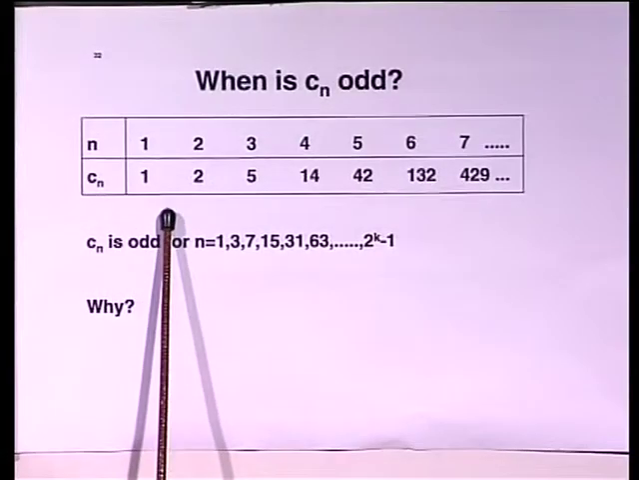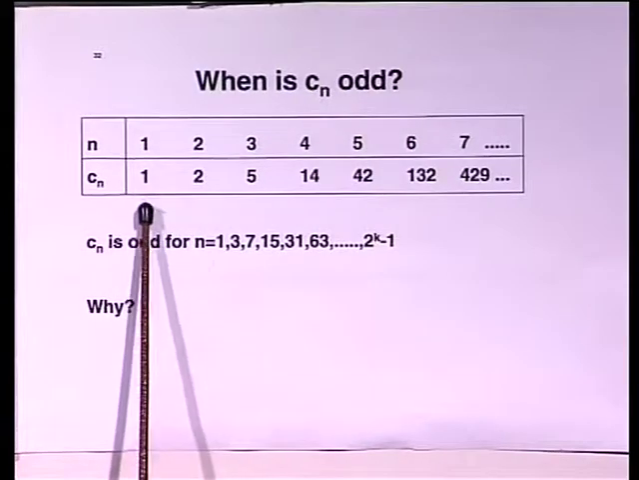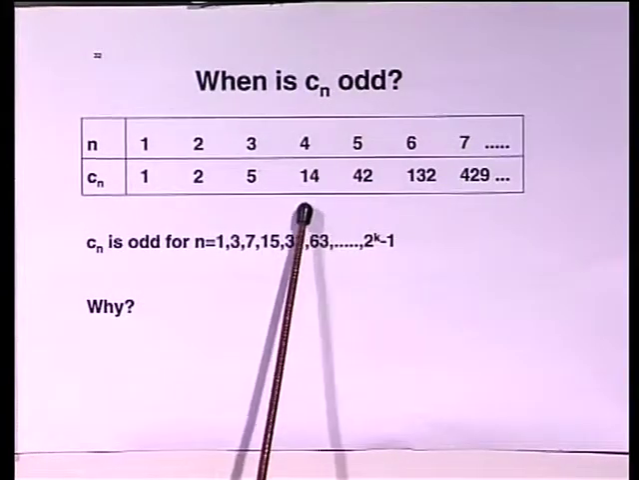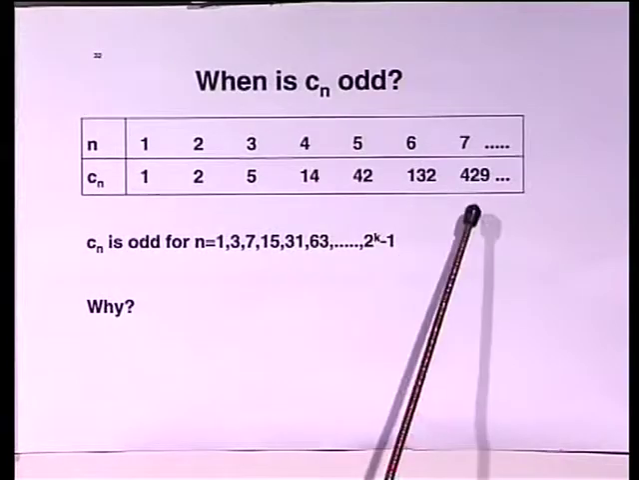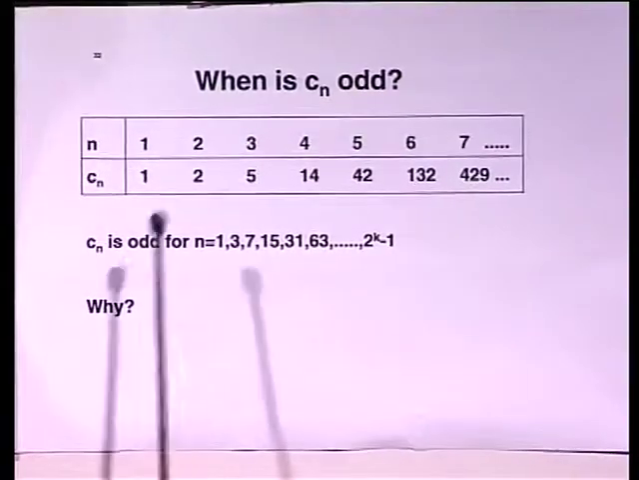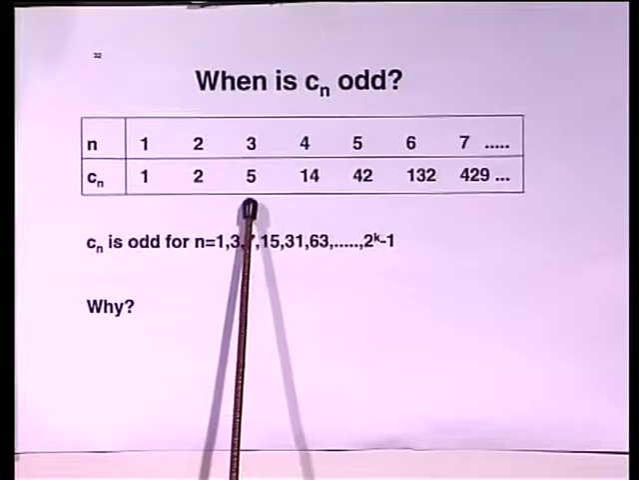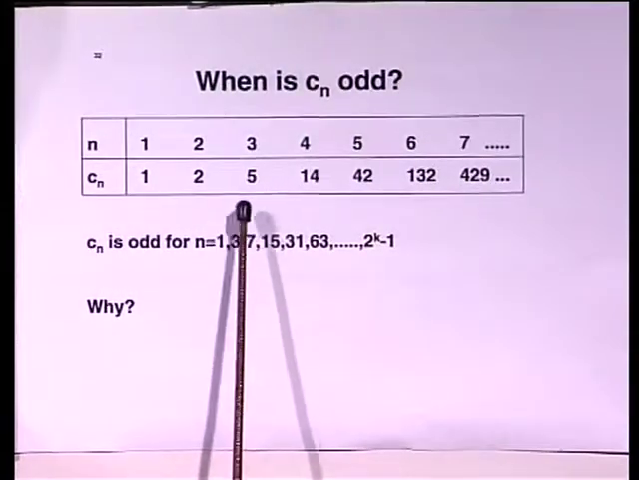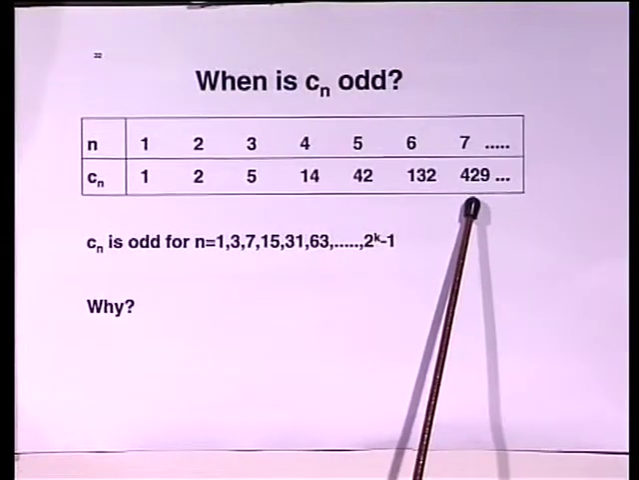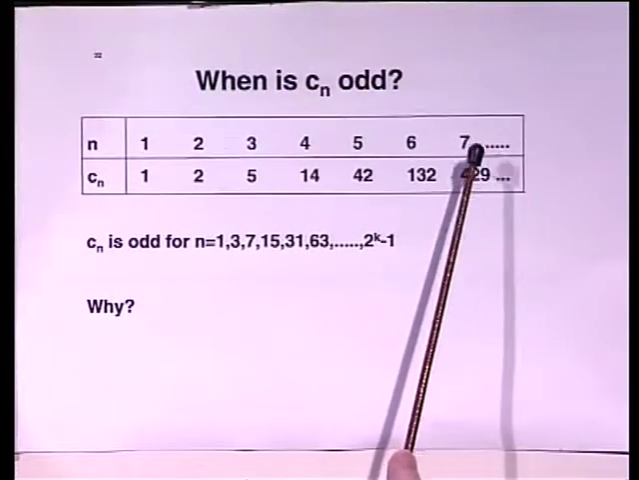If we look at this table of the first few Catalan numbers, they go 1, 2, 5, 14, 42, 132, 429, we see that the Catalan number is odd when n is 1, it's odd when n is 3, it's next odd when n is 7. And as a matter of fact, if you continue that table, you'll find that it's odd next when n is 15, then 31, 63, and so on.